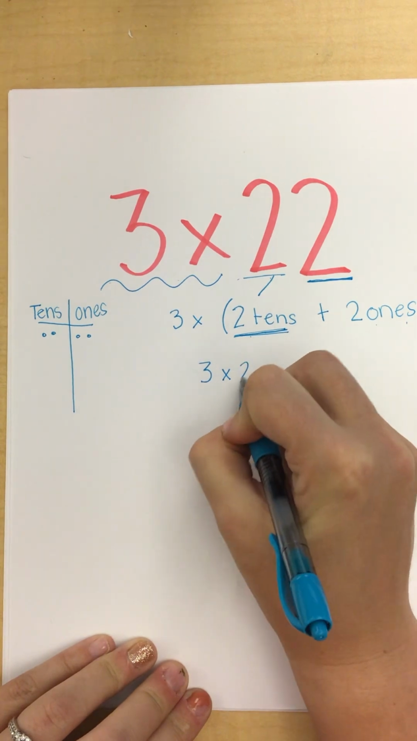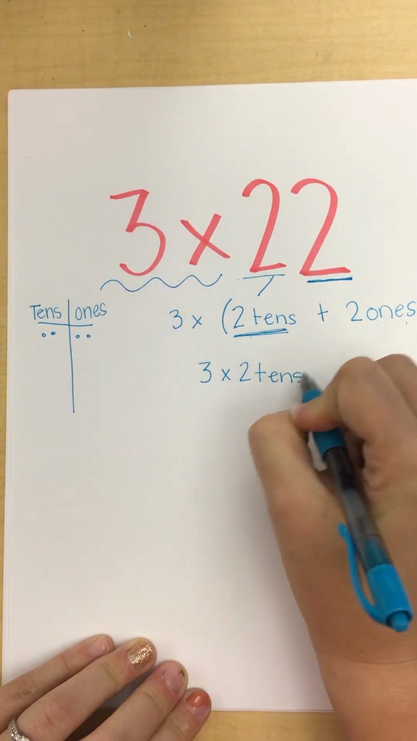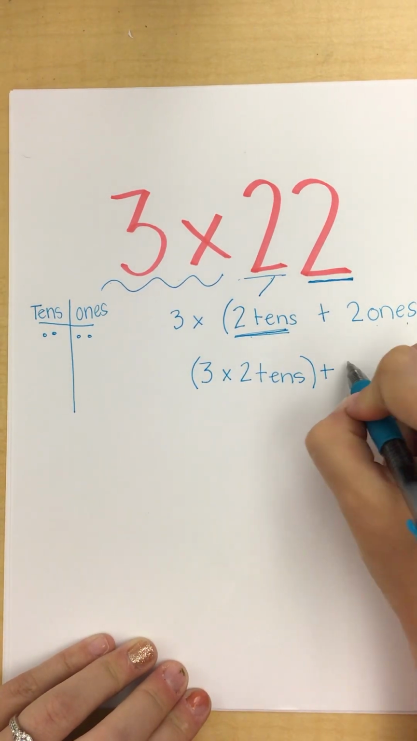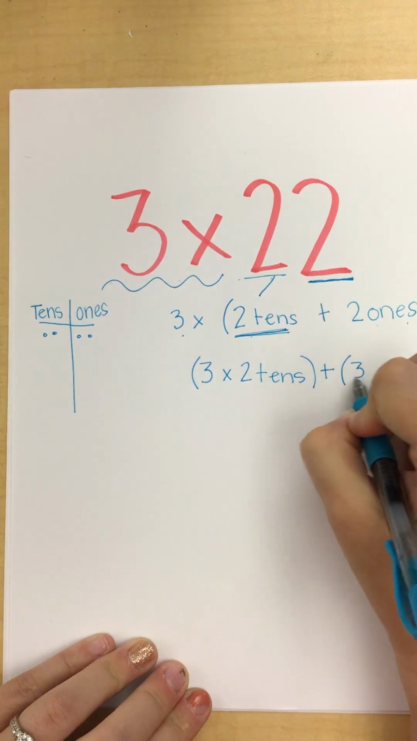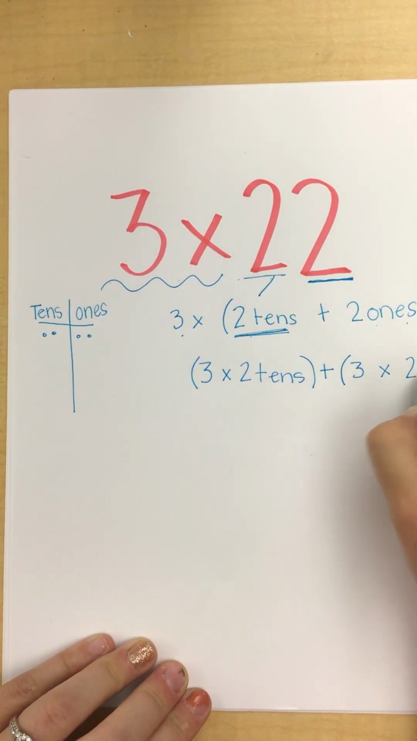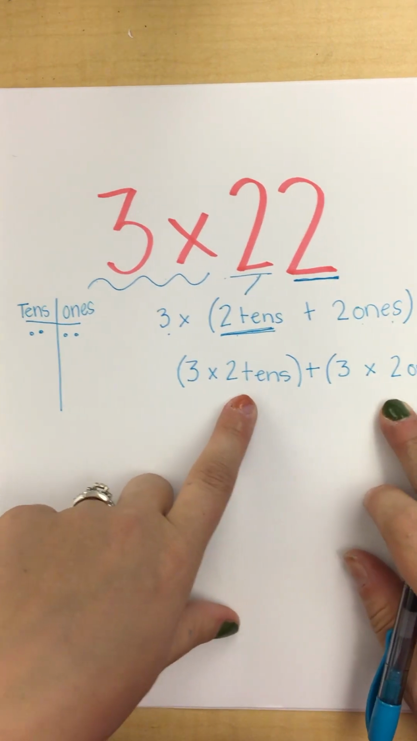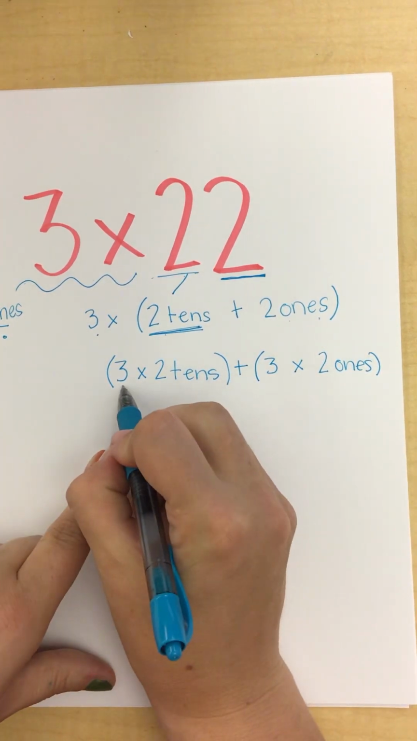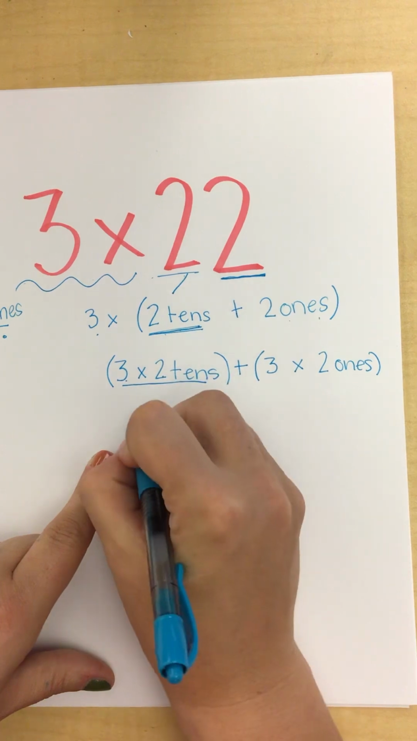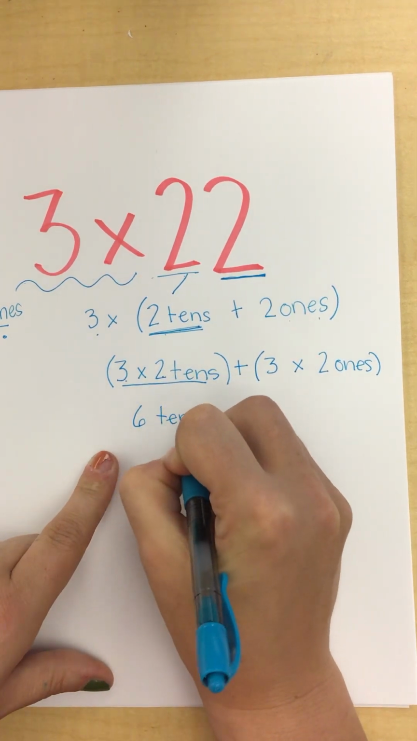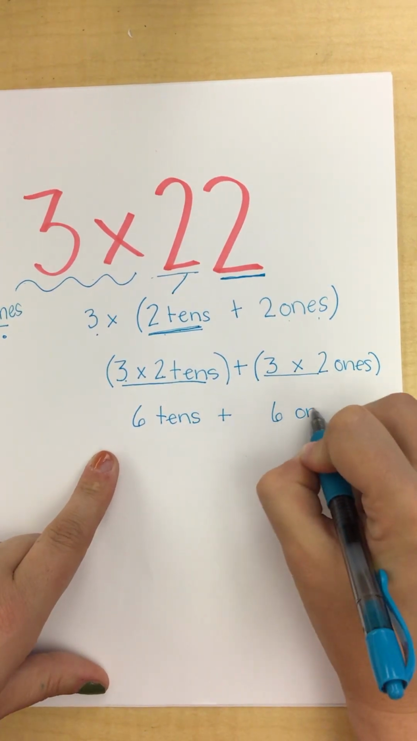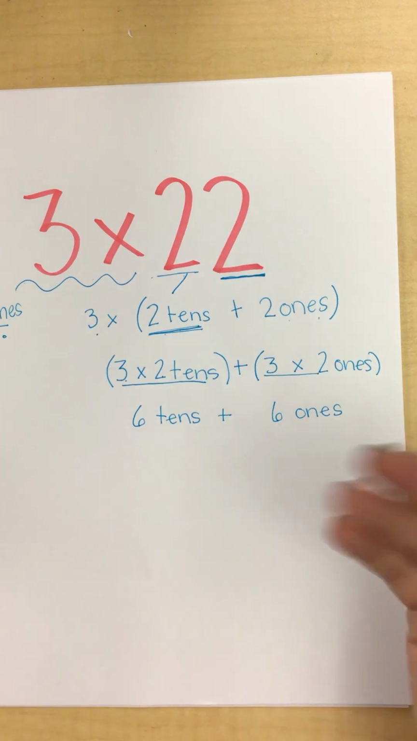2 tens. And that's in parentheses because we want to do that together. And we're going to also do 3 groups of 2 ones. Now I've written this in distributive property with our unit form. Okay, now the next thing we're going to do is solve what's in the parentheses, and we're just going to bring it right down. So 3 times 2 is 6, and those are 6 tens. 3 times 2 is 6, and these ones are 6 ones. And then we're just going to put it into standard form.